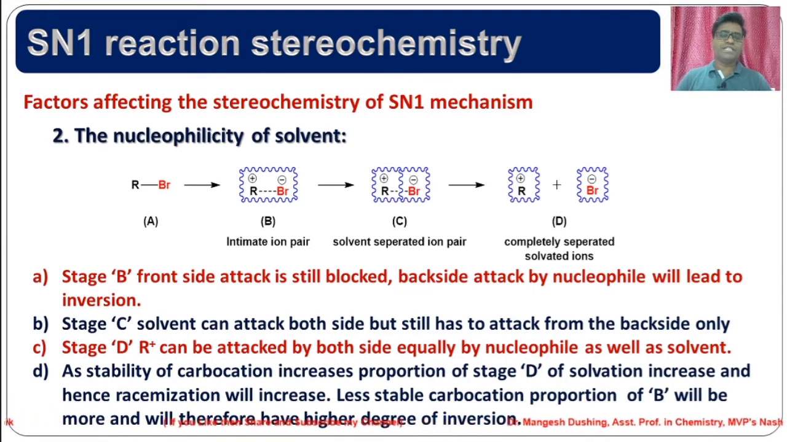So in the four stages A, B, C, D, most of the stages favor a backside attack, and backside attack gives us inversion of configuration. That's why the percentage of inversion varies from reaction to reaction. Theoretically, it should be racemization of the product, but practically we will get inversion of the product in some amount, depending upon the stability of the carbocation. 100% racemization is not possible.